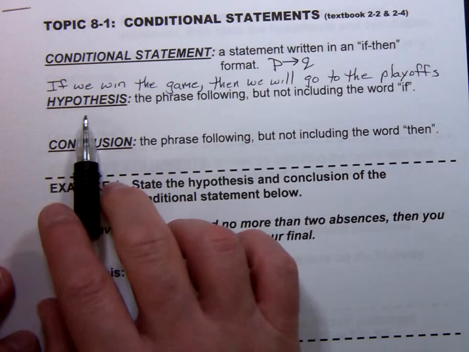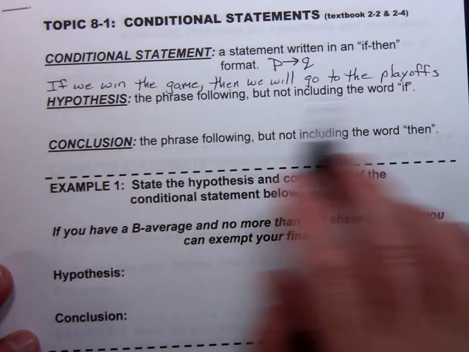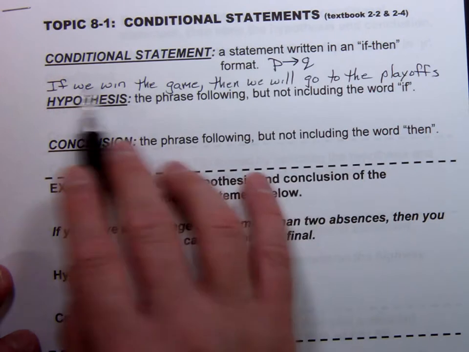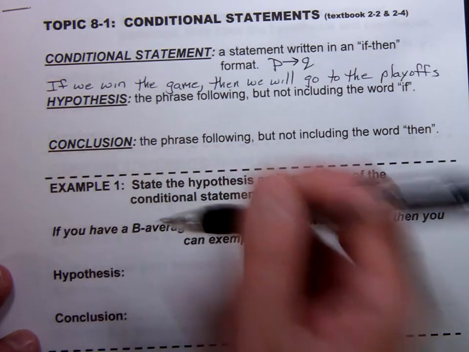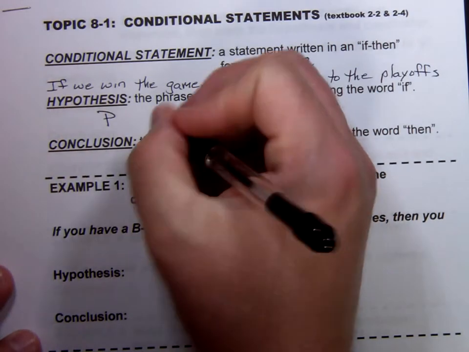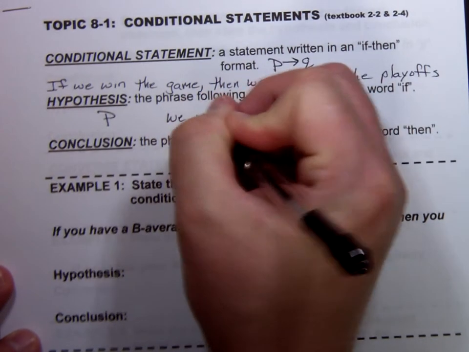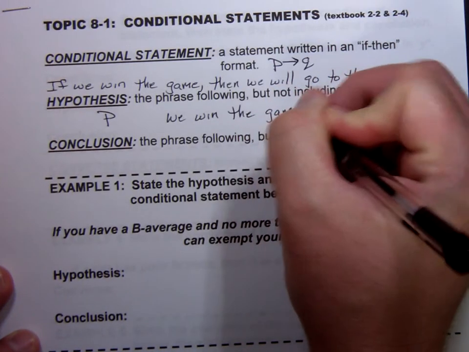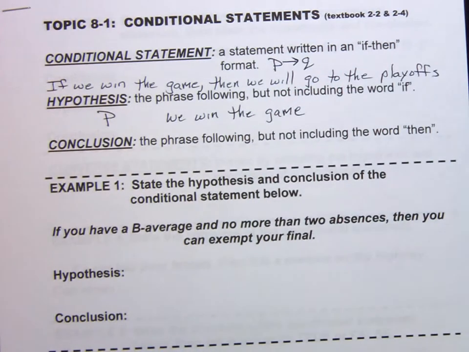Okay, the hypothesis is the phrase following, but not including the word if. So remember, this was if P, then Q. So all of this was the P. The hypothesis is the P in the situation. So in this example, the hypothesis is we win the game.